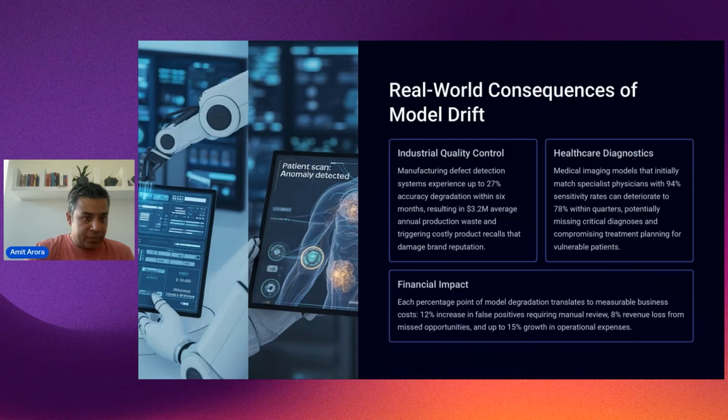In healthcare, which is a critical industry, even if the model starts with 94% sensitivity, right? So that's pretty high sensitivity. It can drop to 78%, effectively missing critical diagnoses, right? Which is not something acceptable.